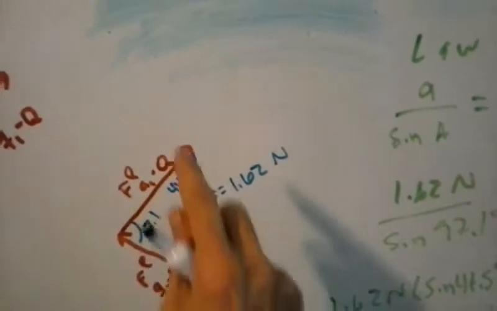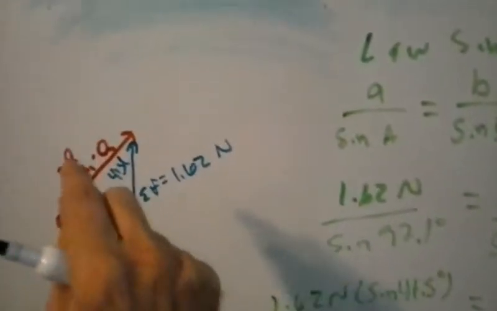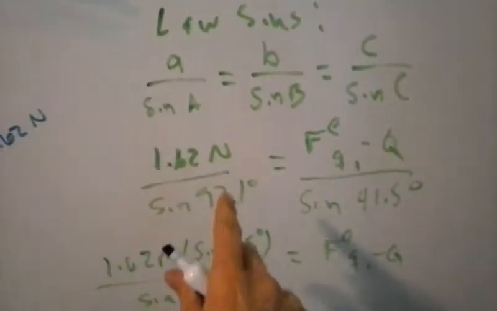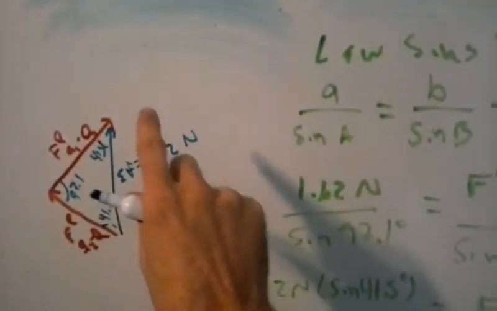Because I only need to solve for one of these electrical forces, because my goal is to find the magnitude of Q, which I know is in the electrical force due to Coulomb's law. And I know Q1 magnitude is equal to Q2 magnitude. So I only need to solve for one. So I set it up with side C over the angle opposite side C. So 1.62 newtons over sine of 97.1, which comes from here.